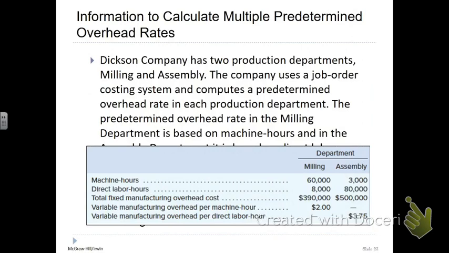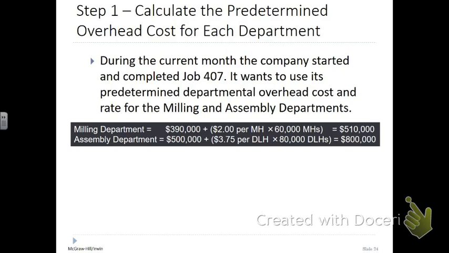Okay. Some companies have multiple rates. It would not be unheard of to have multiple rates. The reason you would do this is you may have two different production departments, what have you. And so what you may find is that it makes sense to have one rate, in this case per machine hour, and another one by direct labor hour. That would not at all be unheard of, to have multiple rates for different departments or what have you.